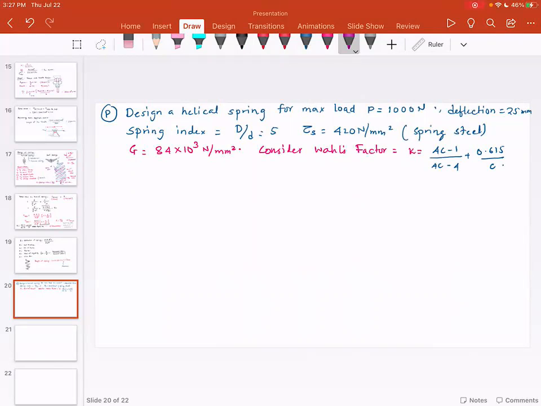So first, for this configuration, let's find out the value of Wahl's factor. And this Wahl's factor only depends upon the ratio of coil diameter to wire diameter. So K is four times five minus one, over four times five minus four, plus 0.615 divided by four. And this is 1.34.